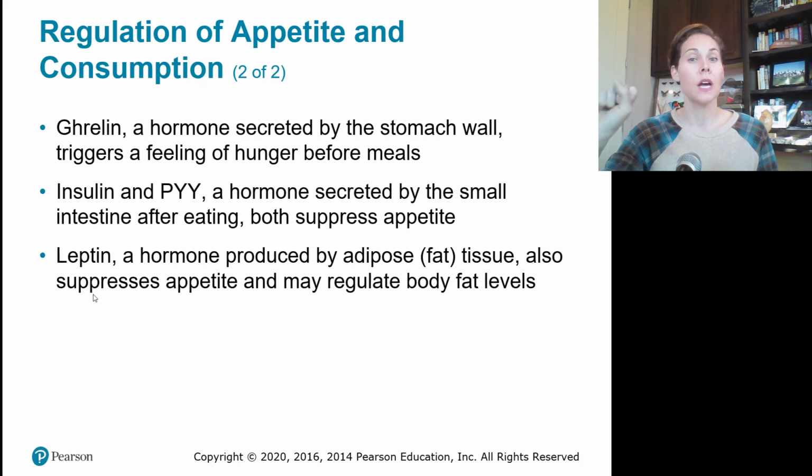It's time to eat. Okay, now I'm full. I don't need to eat anymore. But our brain is more powerful. Our desire is sometimes more powerful than what our body's telling us. And so even though your body is producing insulin and PYY or leptin, you may not stop eating after you are actually satiated.